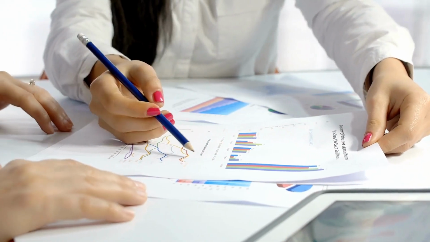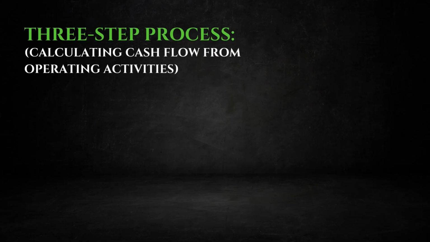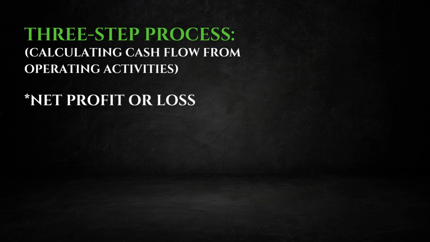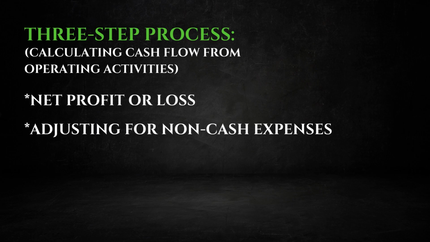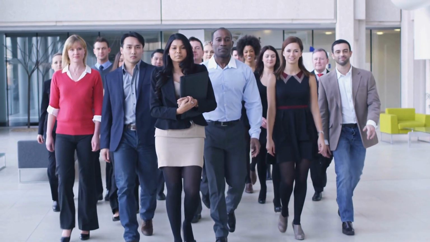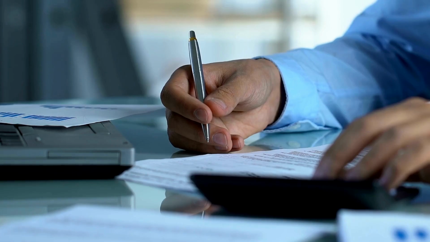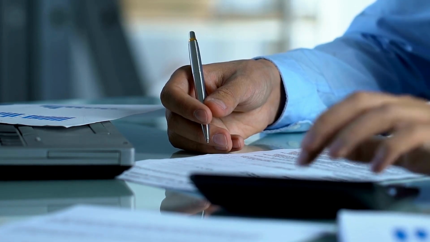Understanding the indirect method of preparing cash flow statements is vital for anyone involved in financial analysis and decision-making. We've explored the 3-step process involved in calculating cash flow from operating activities using this method, starting with the net profit or loss and adjusting for non-cash expenses and changes in working capital. While the indirect method may be favored by large companies following the accrual basis of accounting, the direct method offers a more intuitive layout for stakeholders.